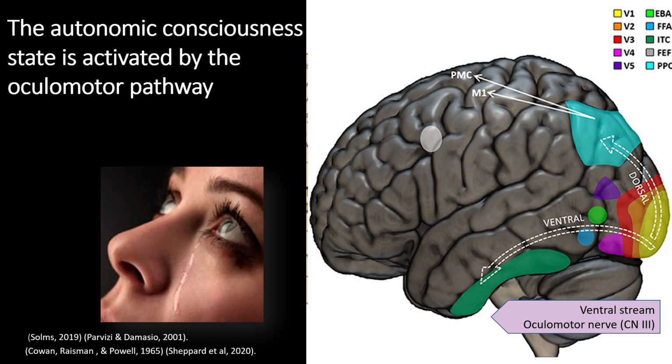The autonomic consciousness state is activated by the oculomotor nerve that is connected to the ventral stream. The ventral stream has a direct connection to the limbic system and to some autonomic nuclei in the brainstem, such as the striatal regions and the basolateral amygdala.